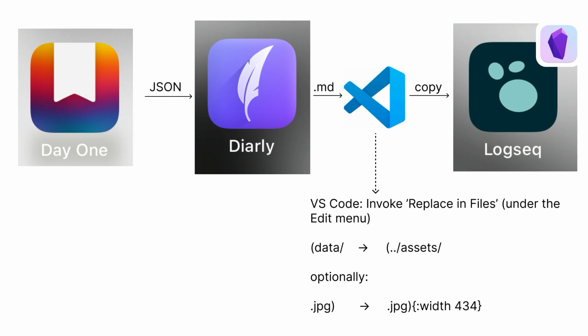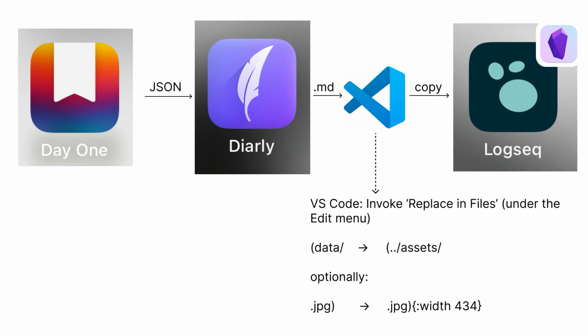Next, open Visual Studio Code to modify the data references. During the export, the data folder containing the data was in the same folder as the Markdown files. That will not be the case for Obsidian or Logseq. Use the Replace in Files function in Visual Studio Code to replace the data reference with the assets reference, that is the folder name for assets in Logseq.